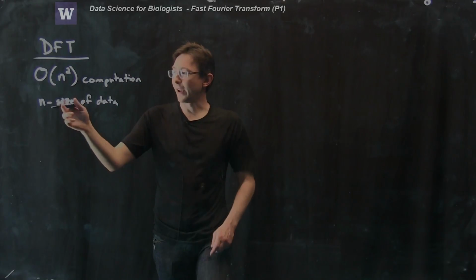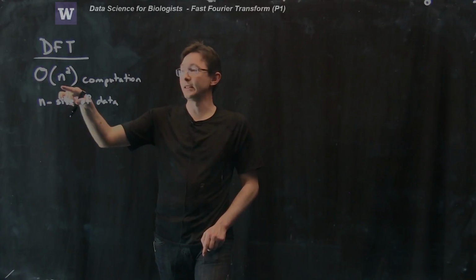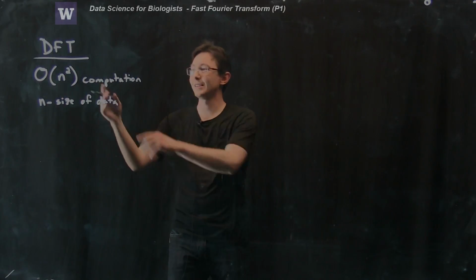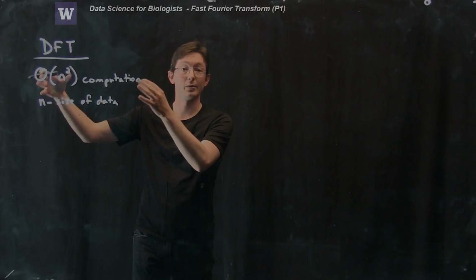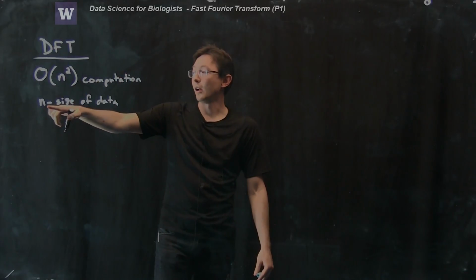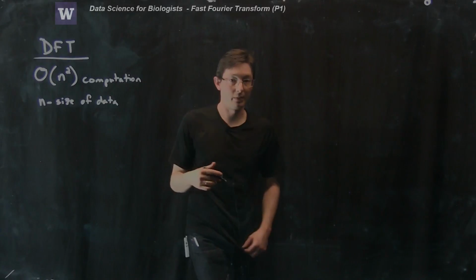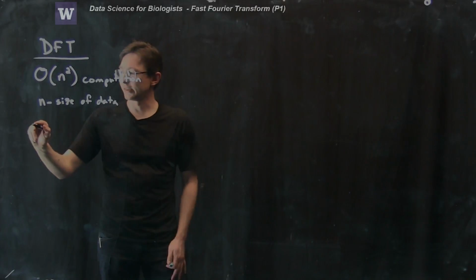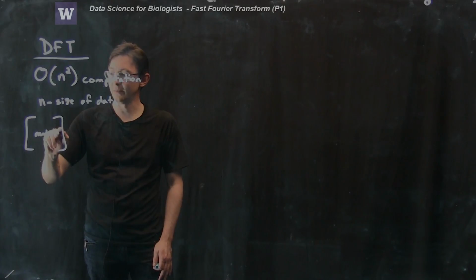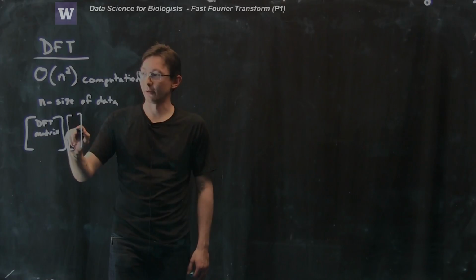And if I had 10 data points, then the DFT would take about 100 multiplications on a computer. So this is how this algorithm scales with the size of the problem. If I have a bigger problem, it takes more computation, as the size of the data squared. That's what this order n squared means. And the reason is that we're taking a matrix, this DFT matrix, times a vector, our data vector.